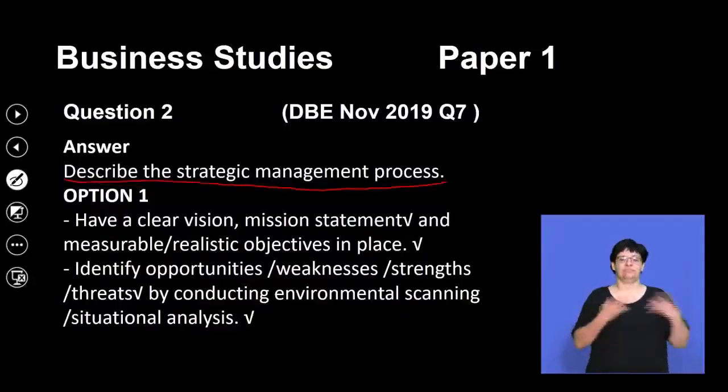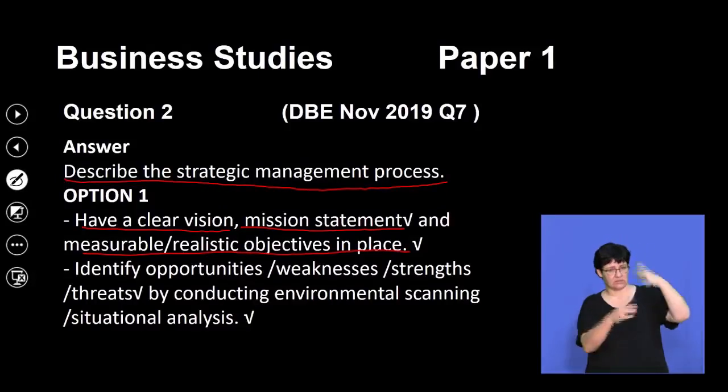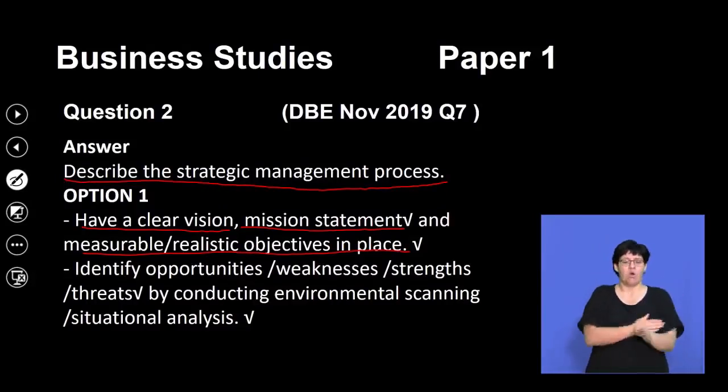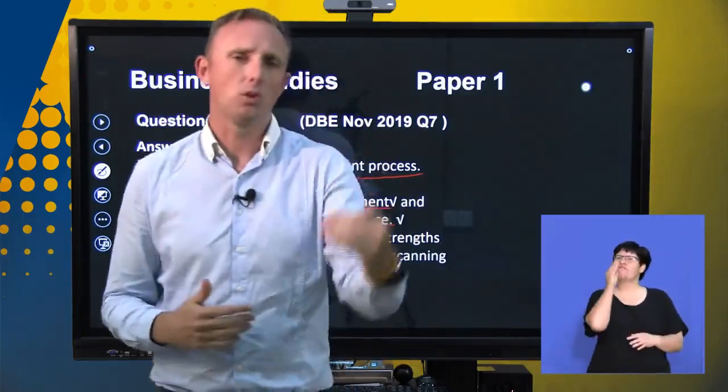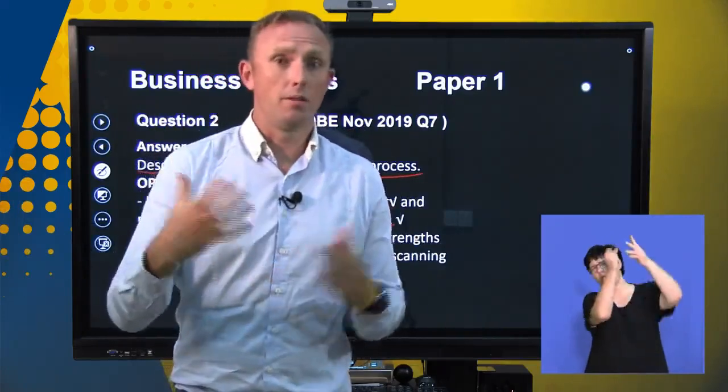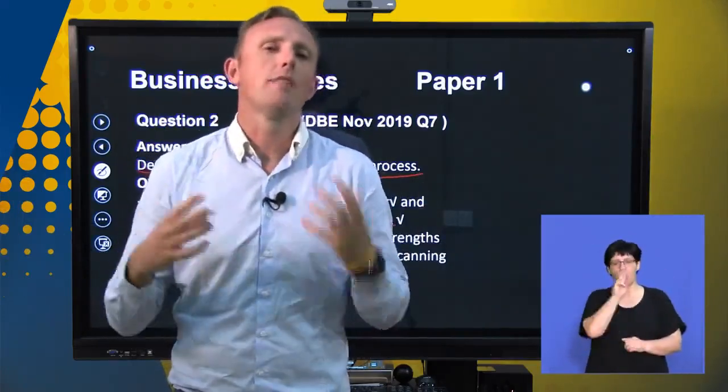So if we look at option 1, the first part is, have a clear vision, mission statement, and measurable and realistic objectives in place. So before you start any business, you have to see, right, where do we want to see ourselves? How are we going to get there? What are our goals? So if you look for you matriculants, you should have a clear vision of what you want to achieve in your final exams now. If you don't have a clear vision, you're never going to achieve what you should fully achieve, because you don't know where you should be going.